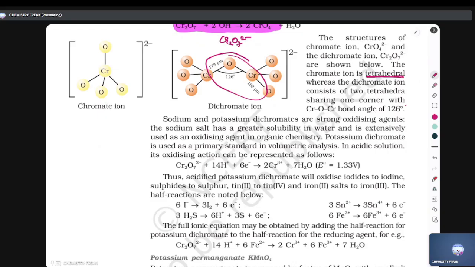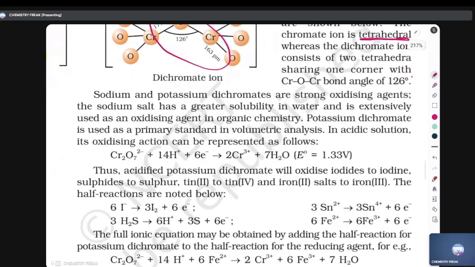Okay, right, next. Both of them are very strong oxidizing agents, whether it is sodium dichromate or potassium dichromate. And potassium dichromate, K2Cr2O7, underline this point, is used as a primary standard. What is meant by primary standard?